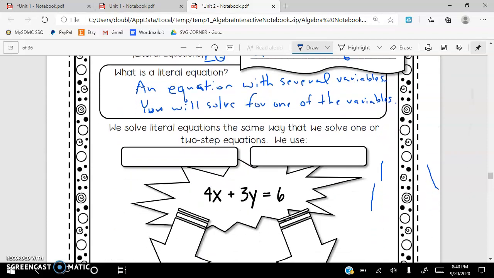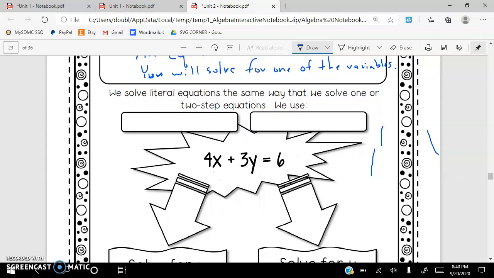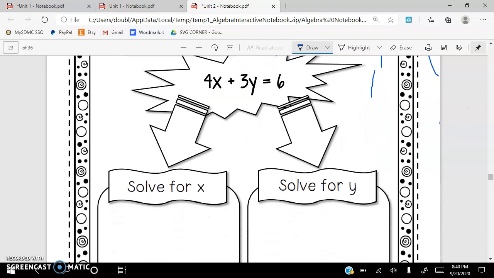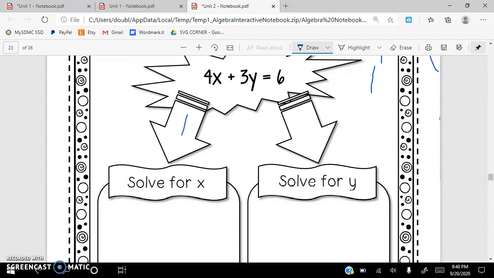We can solve literal equations the same way that we solve one-step or two-step equations. We use inverse operations. Remember, inverse means the opposite. So we always do the opposite of what it says. So right now we have 4x plus 3y equals 6. And on this side it says solve for x. Okay. So that means we need to get everything right here away from 4x before we can solve.